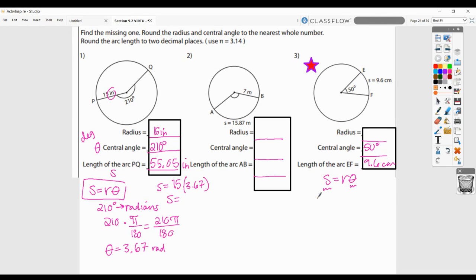All right, this one, you know your S. You know that this is 15.87 meters. You know the radius is 7 meters. What's the central angle? So let's look at this one. 15.87 equals my radius times theta, so 7 times theta. Divide each side by 7.